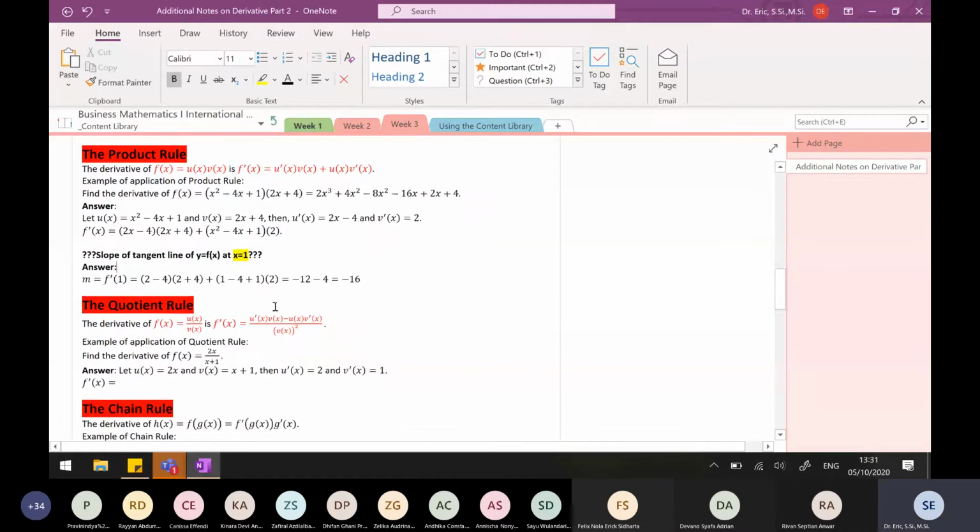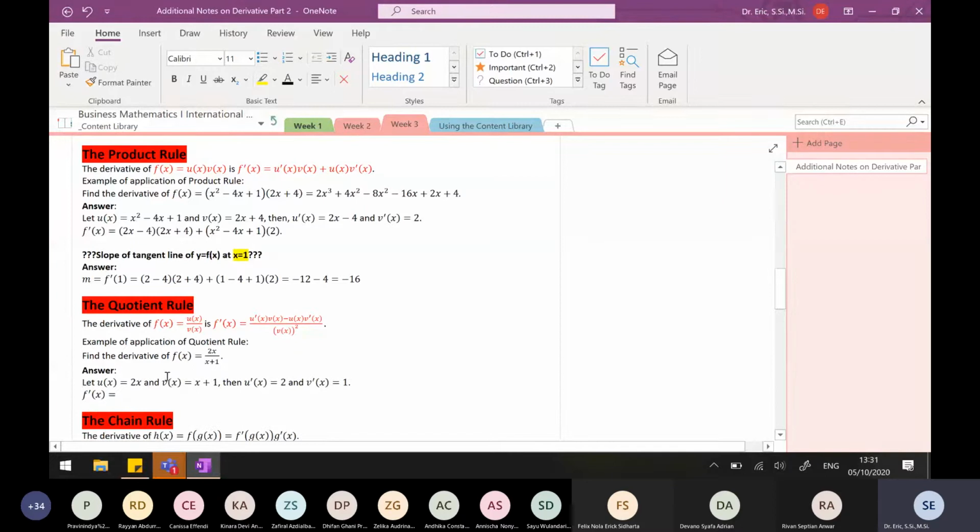Okay, yeah. For the quotient rule, the same. If I have f(x) equal to x divided by x plus 1, let u(x) equal to 2x, let u(x) equal to x, and v(x) is x plus 1. So what is the derivative of this? This is a linear function, mx plus c, a line. So it will give you the gradient as its slope. And what about this one? It is a line also, mx plus c, and the gradient is 1. So f prime should be 1.